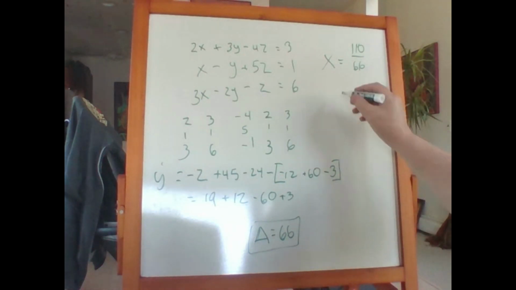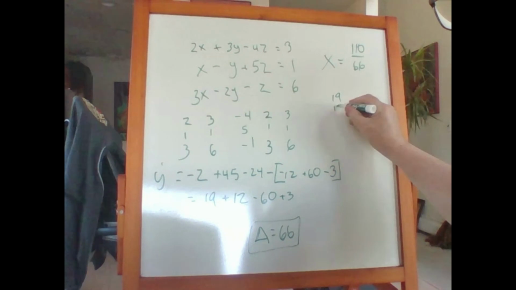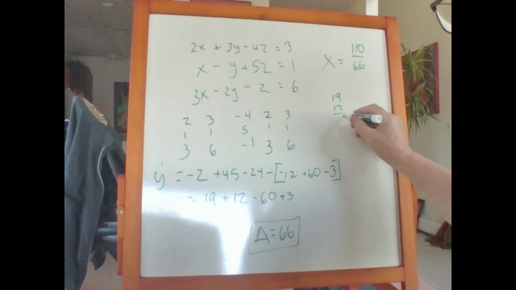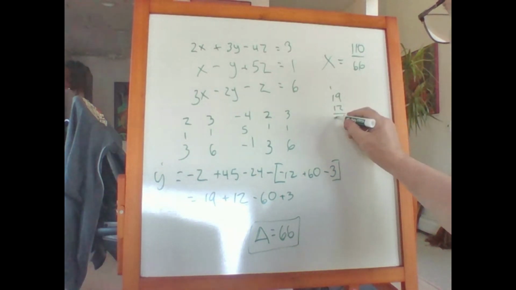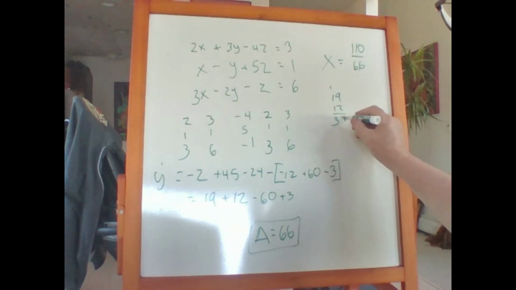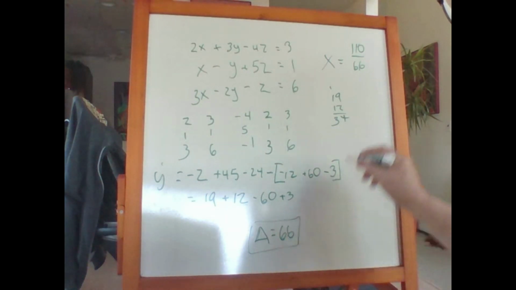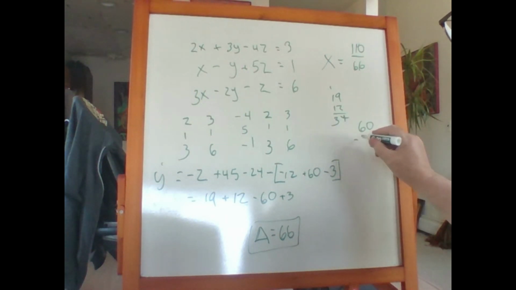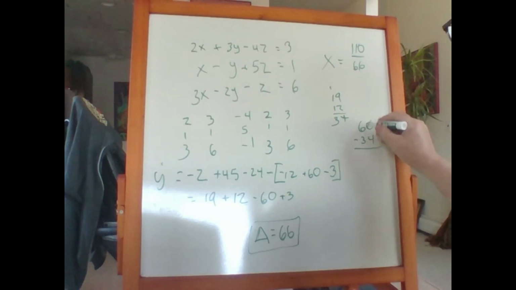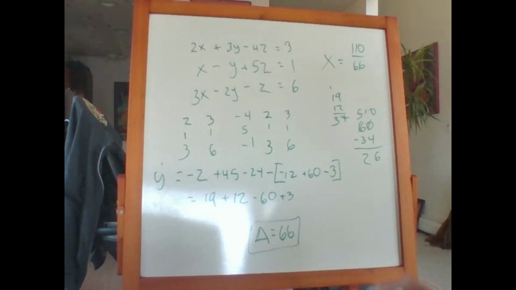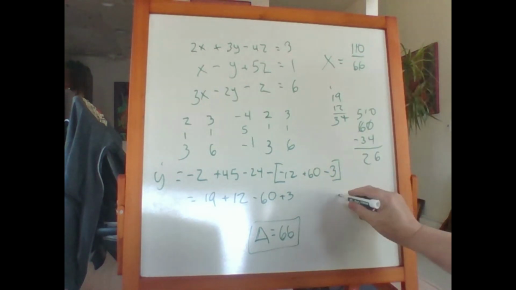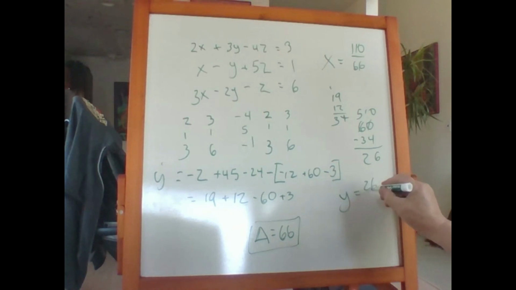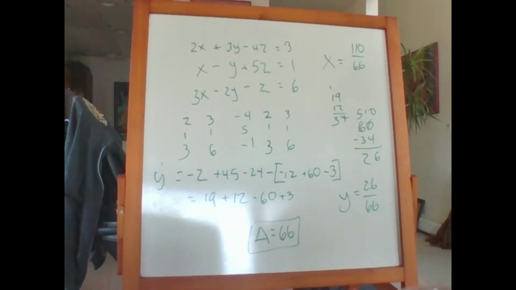So we have 19 and 12. That's 11, 31, and 3 is 34. 60 minus 34, 10, 5. Okay, that's 6 and 2. So y equals 26 over 66.